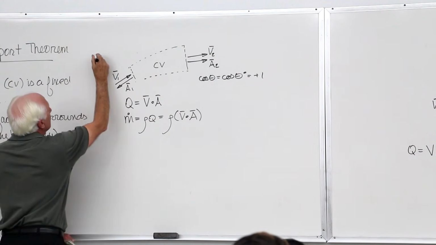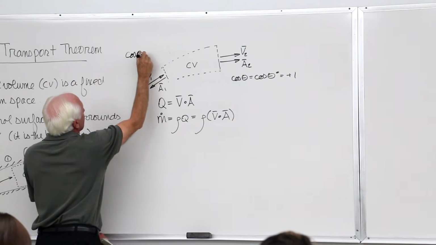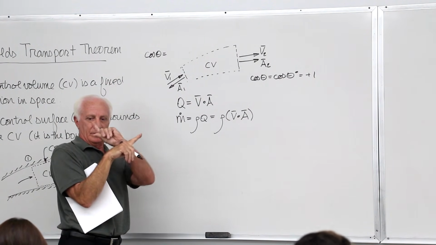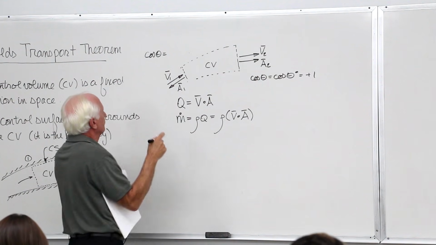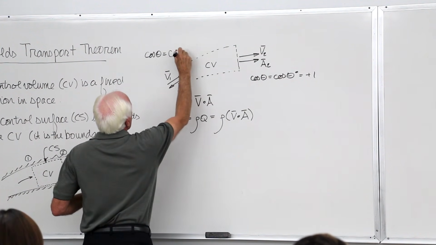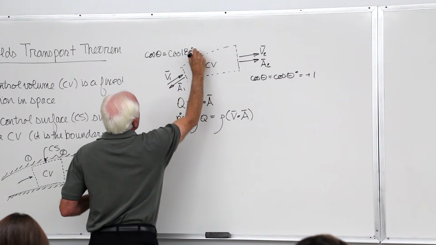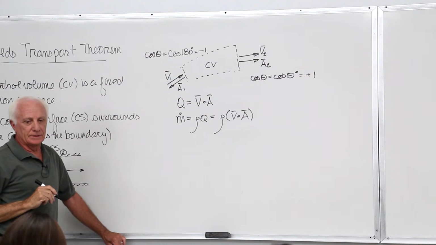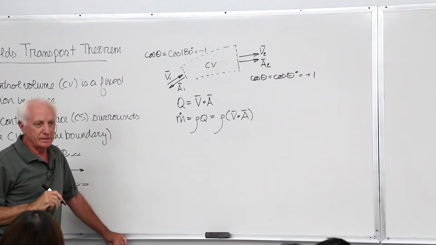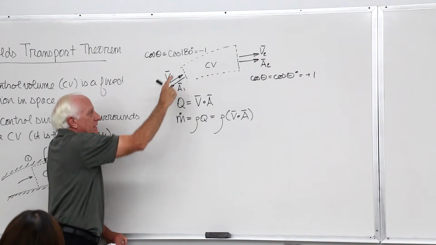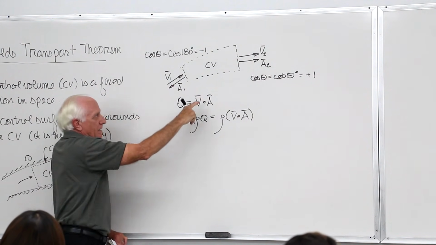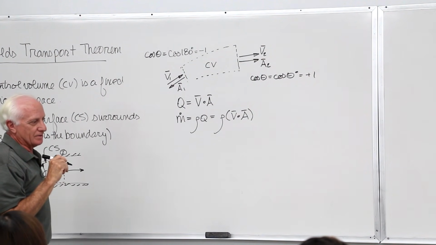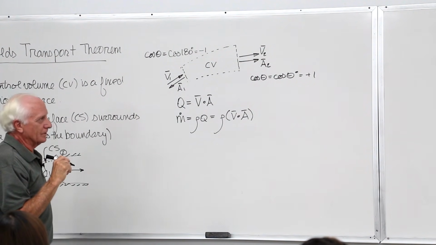Over here, cosine theta equals, two vectors are pointing opposite. The angle is 180. -1. So the dot product has a sign. If the flow comes in, it's negative. If the flow goes out, it's positive. The area vector always points outward from the control volume.